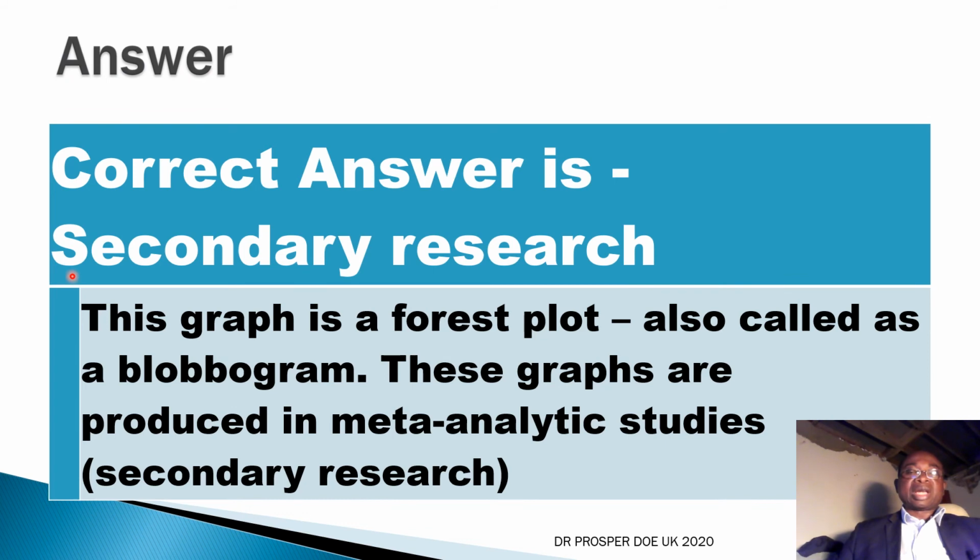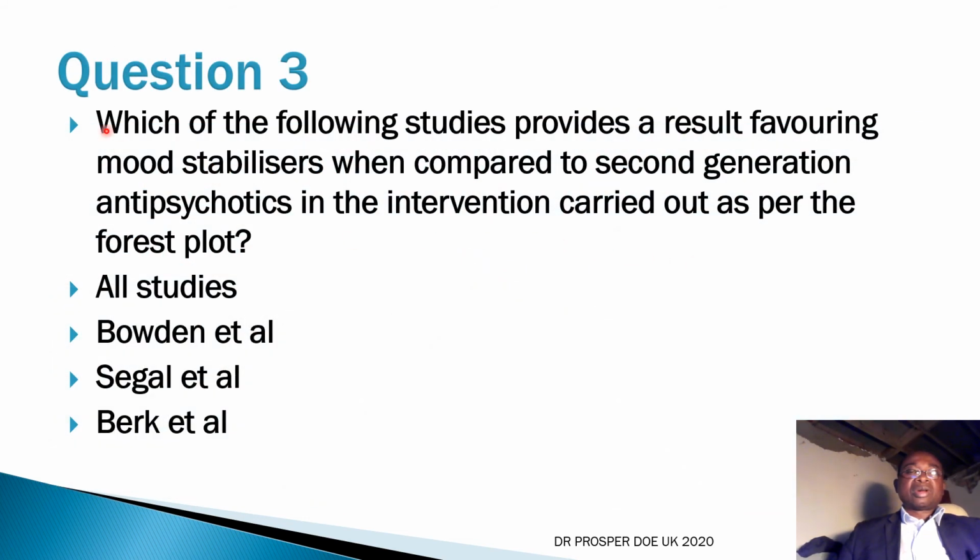The correct answer is secondary research. This graph is a forest plot, which is a bubblegram. These graphs are produced in meta-analytic studies, which are secondary research. Question 3. Which of the following studies provides a result favoring mood stabilizers when compared to second-generation antipsychotics in the intervention carried out as per the forest plot? Is it all studies, Baldwin et al., Segal et al., or Beck et al.?